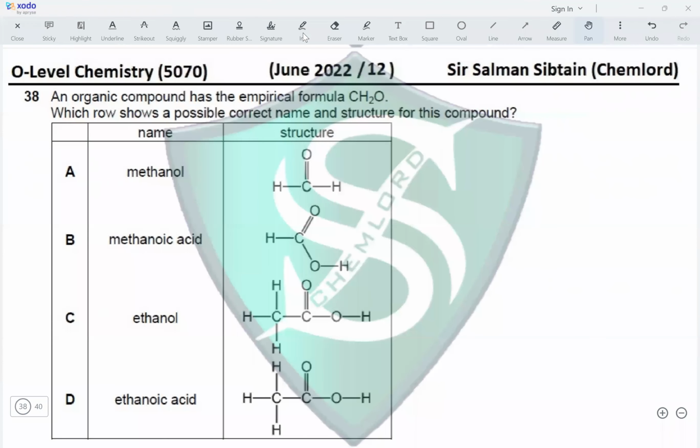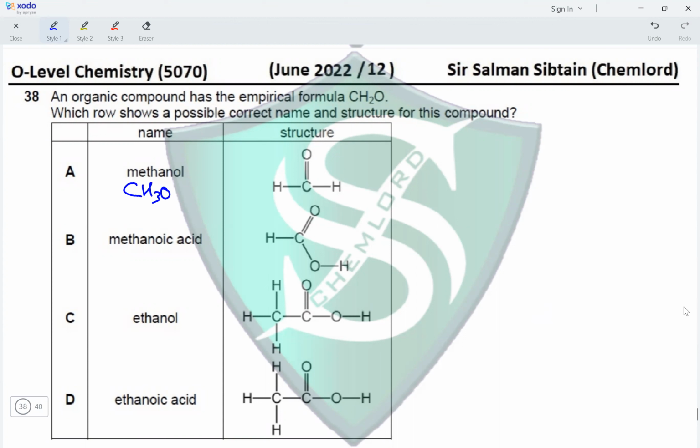Question 38. An organic compound has the empirical formula CH2O. Which row shows a possible correct name and structure for this compound? Methanol is CH3OH, and this is not the formula shown for methanol, so this is incorrect. Next, methanoic acid. Methanoic acid has a formula HCOOH, and this is the correct displayed structure of methanoic acid.